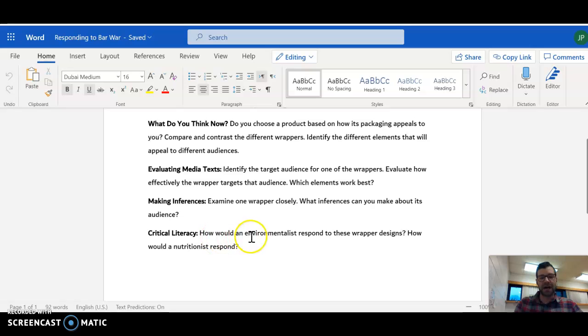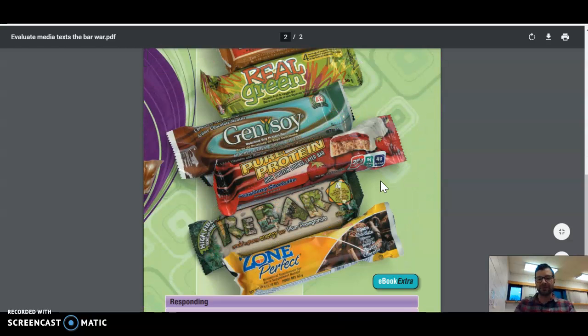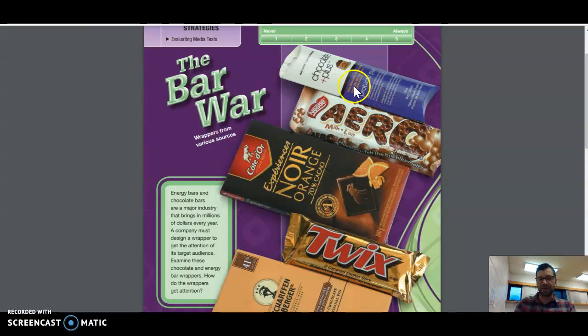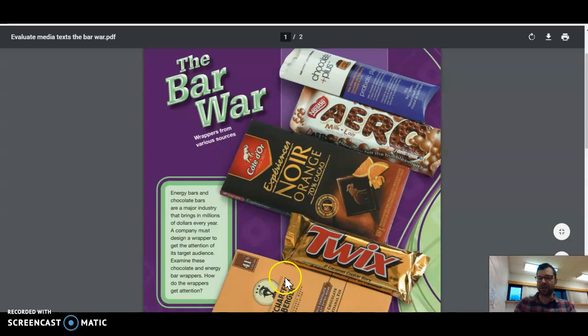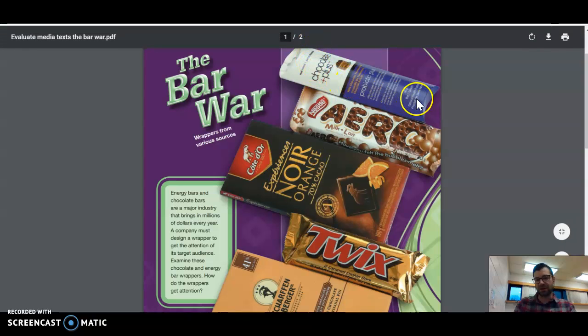Critical literacy. How would an environmentalist respond to these wrapper designs? How would a nutritionist respond? Well, an environmentalist is going to be someone looking at all this plastic and saying, that's super wasteful. Why does it need to be wrapped in plastic? And then we come up to the top, if I can get up there before the time runs out. This one's in cardboard. That's recyclable. This one I think is also in paper, cardboard, and this one too. Recyclable. What about from a nutritionist's point of view? This one's got a lot of writing on it. Probably talking about the nutrition stuff.